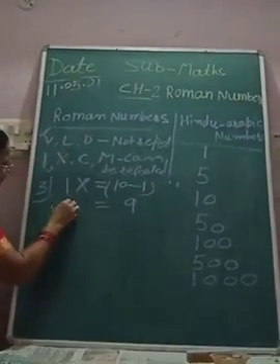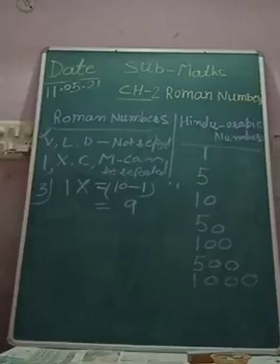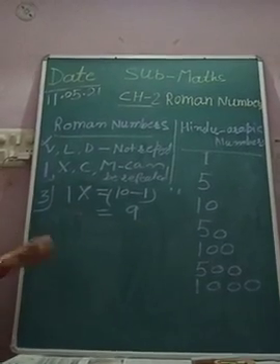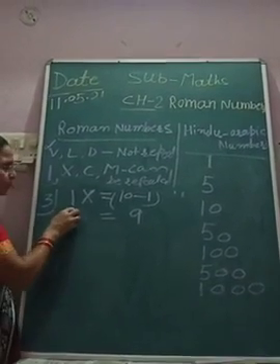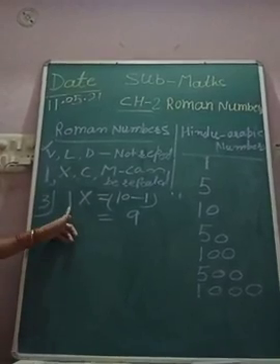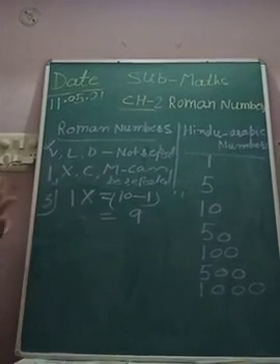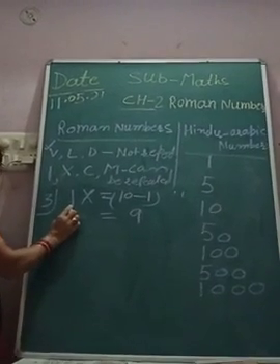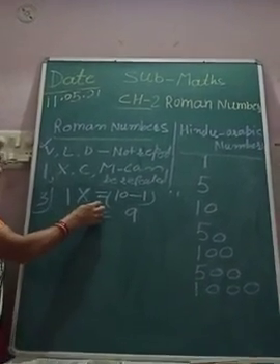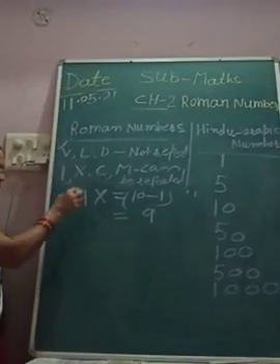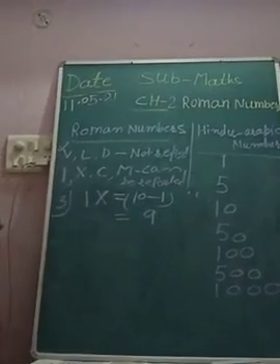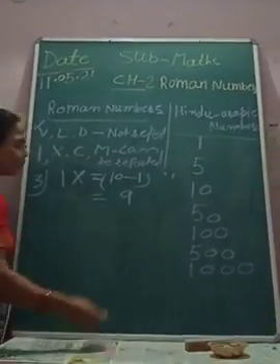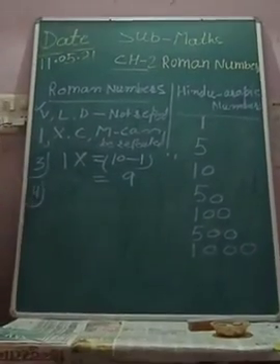Suppose we have written 9. After that I will explain. So this one is your which rule? Third rule. Just keep it in mind: second and third will be opposite of each other. When the lower digit is written on the right side, it will be added, and when it is on the left hand side, it will be subtracted. After that, your fourth rule.